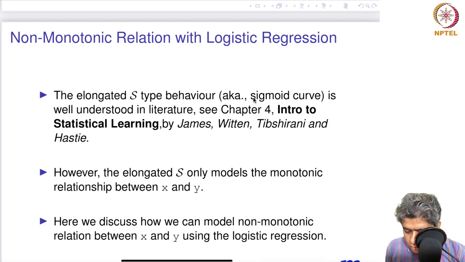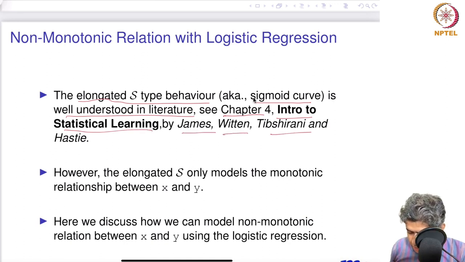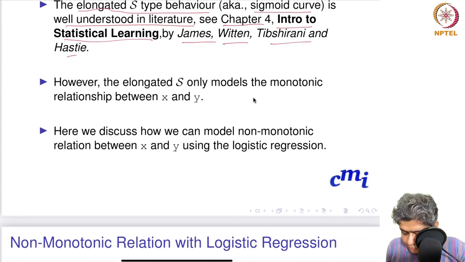So the non-monotonic relationship with logistic regression, the elongated S-type behavior, also known as the sigmoid curve, is well understood in the literature. If you want to know more about the detail, you can see chapter 4 of Introduction to Statistical Learning by James, Witten, Tibshirani and Hastie. I recommend everybody to read this chapter. It is a beautifully written chapter.